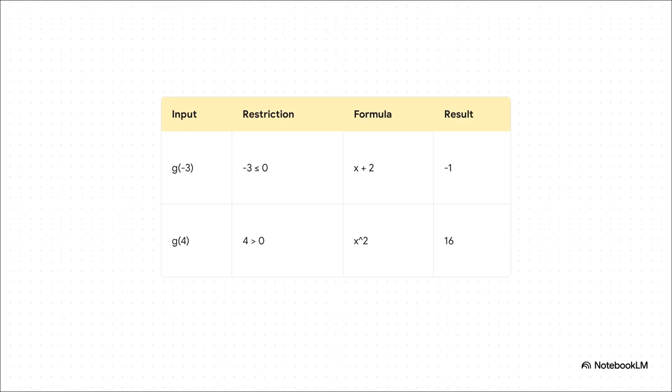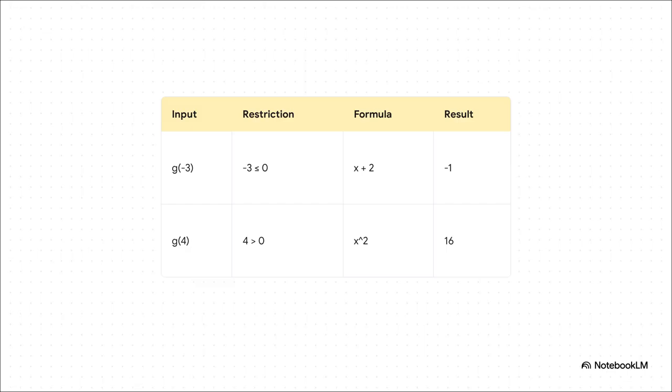And this brilliantly illustrates the exact same process, just with a brand new function, g of x. Let's say g of x uses the formula x squared when x is strictly greater than 0, and the formula x plus 2 when x is less than or equal to 0. All right, let's evaluate g of negative 3. Well, negative 3 is less than or equal to 0, so it passes that second gatekeeper. We use the formula x plus 2. Negative 3 plus 2 equals negative 1.